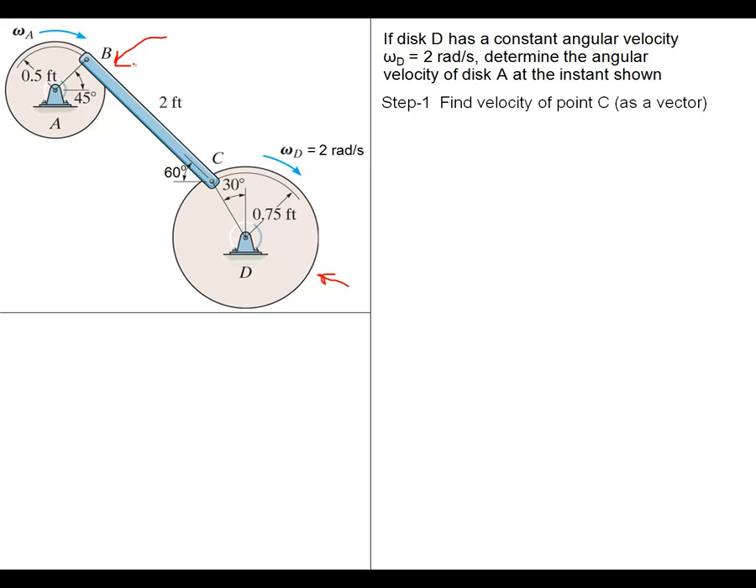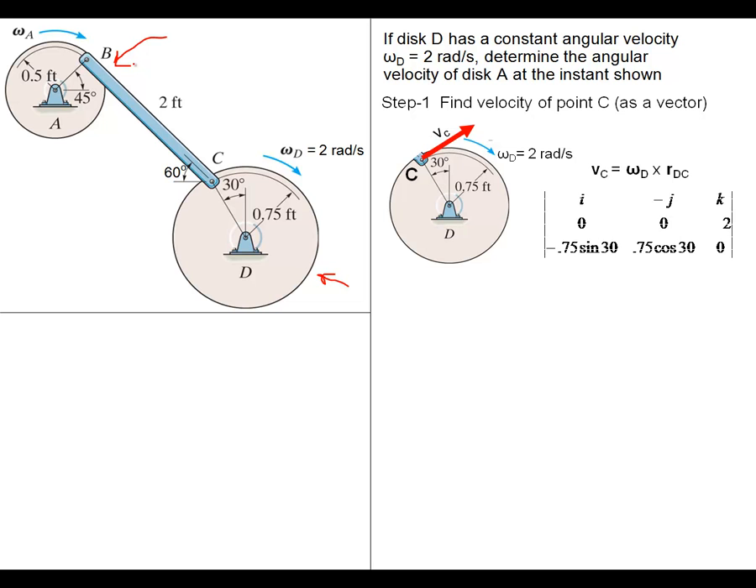Step 1, let's find the velocity of point C, and let's write it as a vector. So if the omega of disk D is rotating 2 radians per second clockwise, and this is the velocity that we want to find, well, we could take the omega vector, cross it with the r vector to point C, and find velocity C as a vector. So let's do that. There is our matrix that we'll set up, and if we did the matrix math, we'd find that the velocity C would be 1.3 in the i and 0.75 in the j. So we know that that is the true velocity of point C.